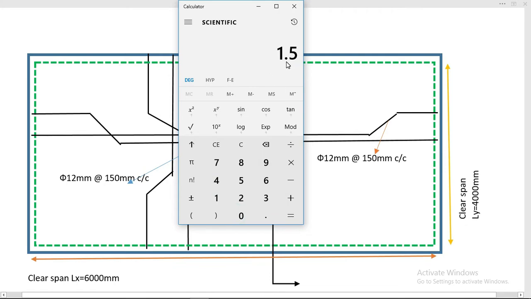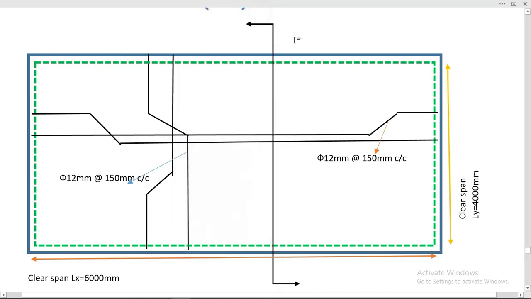Whenever the longer to shorter span ratio is less than 2, it means the slab is a two-way slab. That slab will be designed as a two-way slab. So let's move to the calculation.